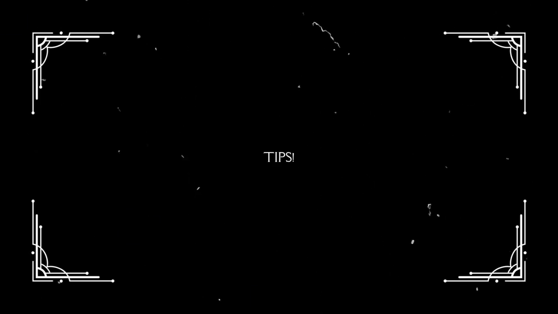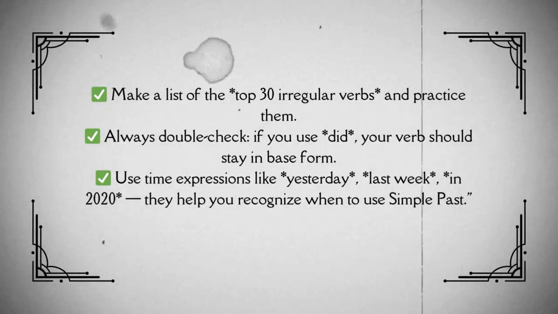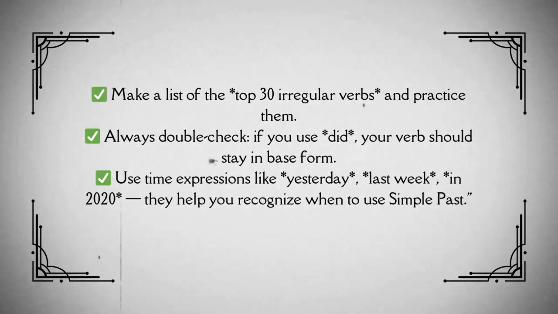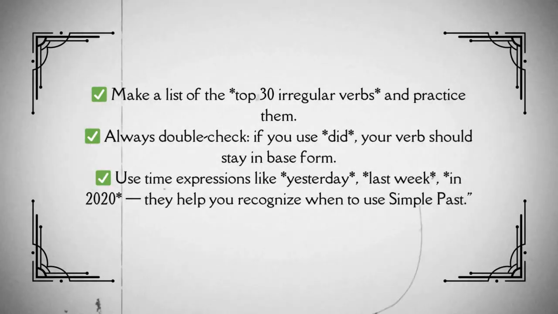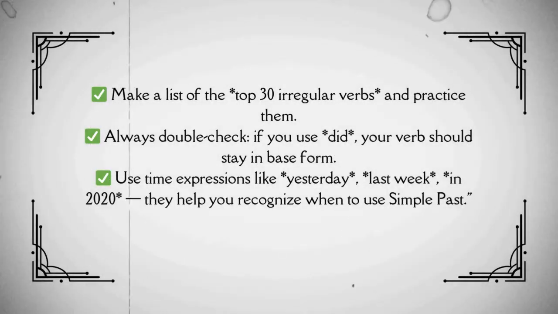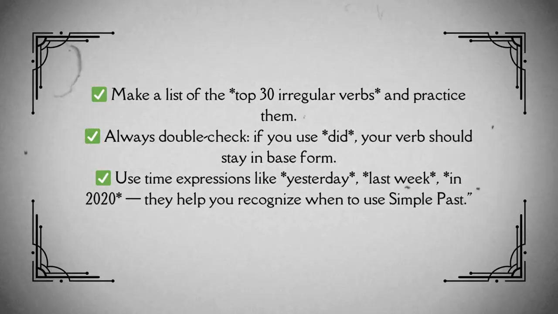But now we're going to discuss tips on how to fix these issues. Number 1, we can make a list of, for example, the top 30 irregular verbs and practice them. At the end of the video, I'm gonna leave a short list with those common irregular verbs. You can also, second, double check if you're using did, so your verb should stay in the base form, like a double check.